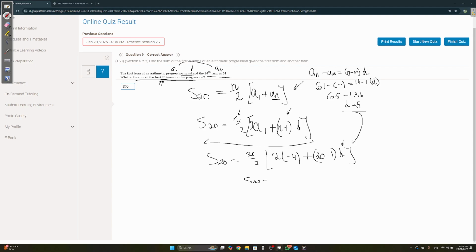So you get S20 is equal to 10 times negative 8 plus 19 times 5. I'm just simplifying everything. 20 over 2 is 10, 2 times minus 4 is minus 8, 20 minus 1 is 19. Anyways, I'm just doing it, I don't want to do it on a calculator, I'm too lazy. 19 times 5 is 95, so negative 8 plus 95 is going to be 87. So you're going to get S20 is equal to 870.